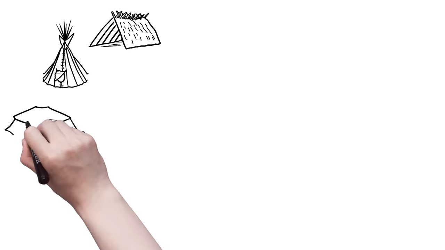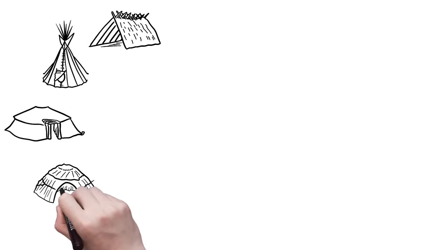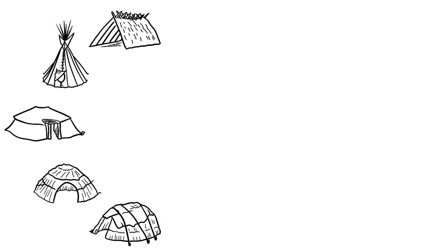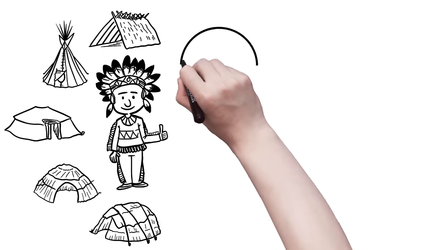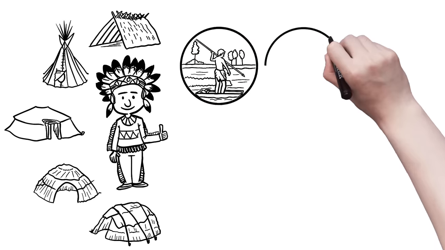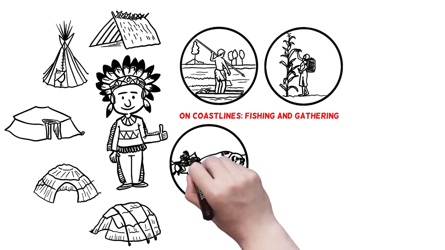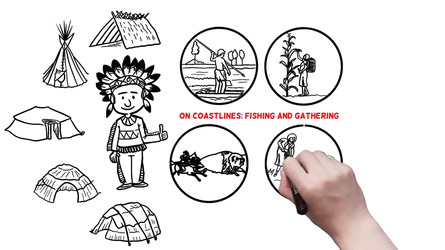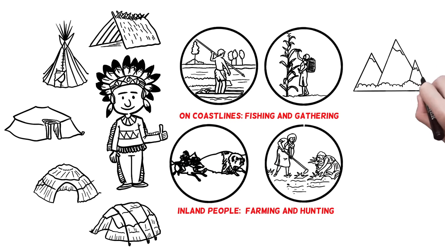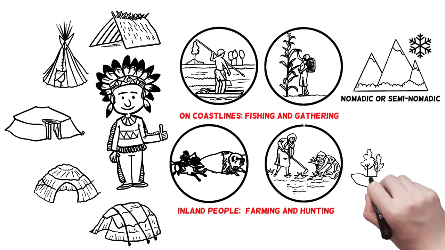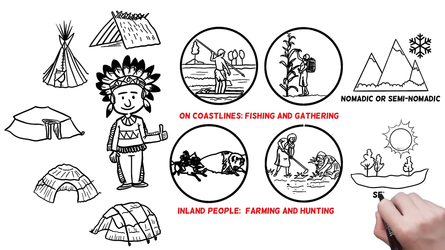The different physical features across the continent required native tribes to adapt their housing, hunting, and agriculture to meet the conditions where they lived. Many who lived near the coast or other large bodies of water relied more on fishing and gathering, whereas inland people were more dependent on farming and hunting. Depending on weather patterns and geography, some Native American tribes were nomadic or semi-nomadic, while others were more settled.